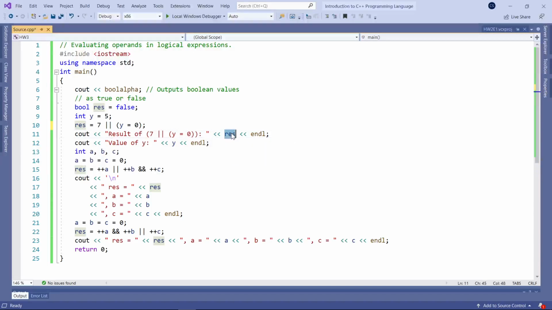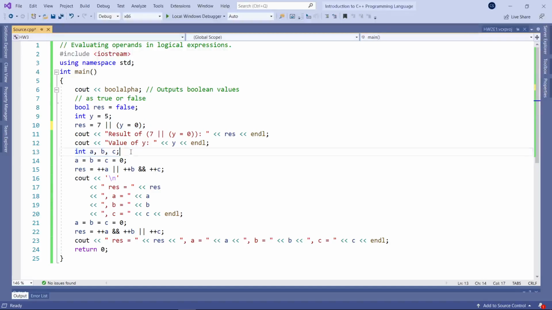Actually, sorry, that's going to be true, because we've got the true from the 7. But when we check the value of y, if you just look at this right away, you might think that it's going to be 0, but it's actually going to be 5, because when we're dealing with the OR operator, as soon as we get a true, it doesn't care about the rest. The compiler just cares about being efficient and being fast. So it's going to skip that altogether.